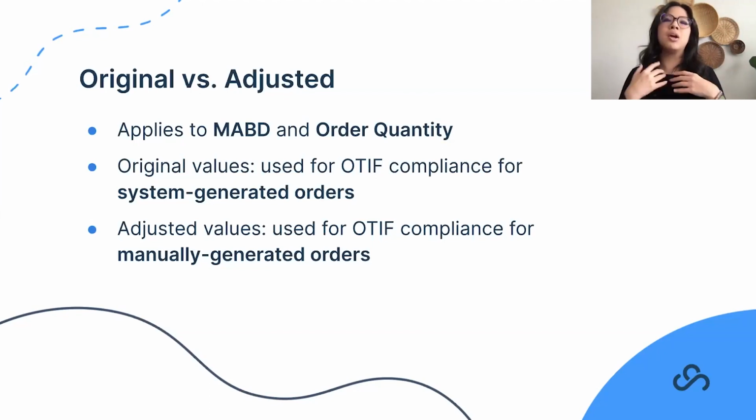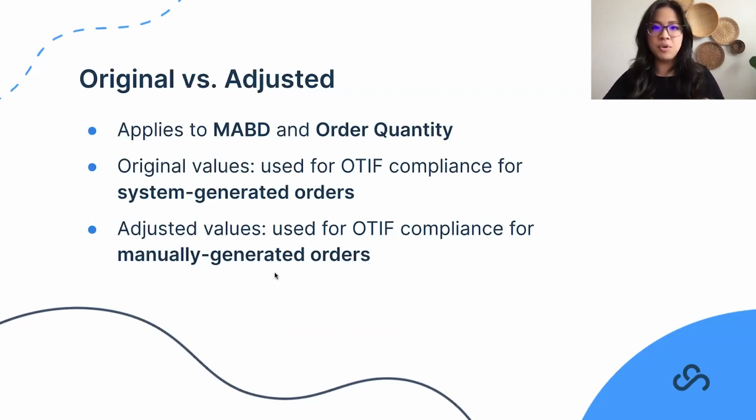This was a system error, so on and so forth. But we just wanted to share as a general rule, if you have an MABD that you can't meet because of something that your team is responsible for, then of course Walmart is going to hold you to those original values. Now for adjusted values, Walmart will actually utilize these for any manually generated orders.